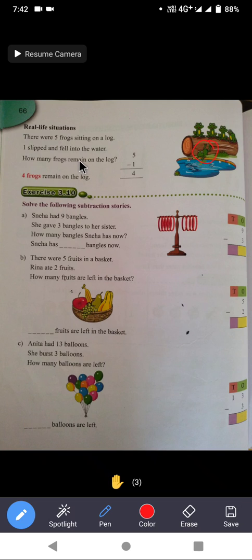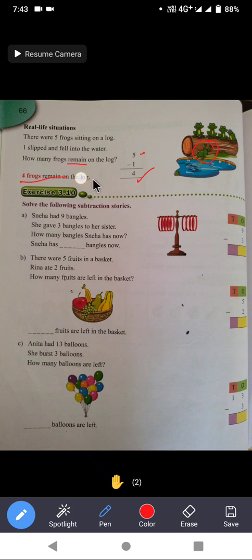So how many frogs remain on the log? So here the keyword is remain. Remain means left. Okay, how many are left? So to find out left, we need to subtract. Earlier how many frogs were there on the log? 5. So we'll put 5 here. And how many frogs slipped? 1 frog only. So we'll write 1 here. How many are left? Then we will subtract it. 5 minus 1 is 4. It means 4 frogs remain on the log.